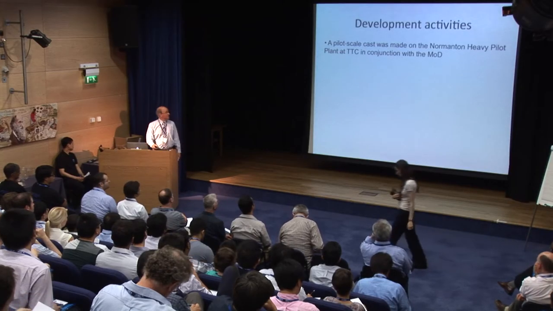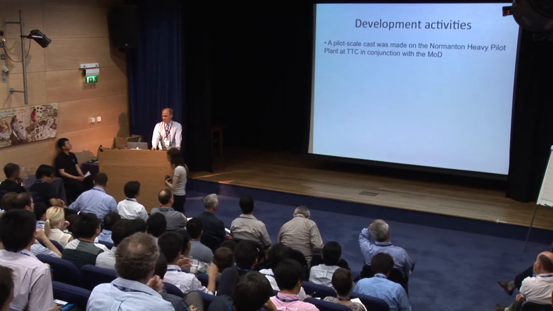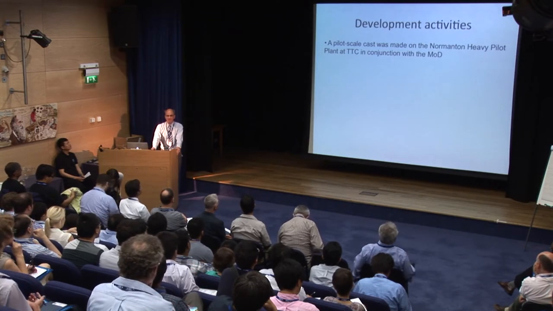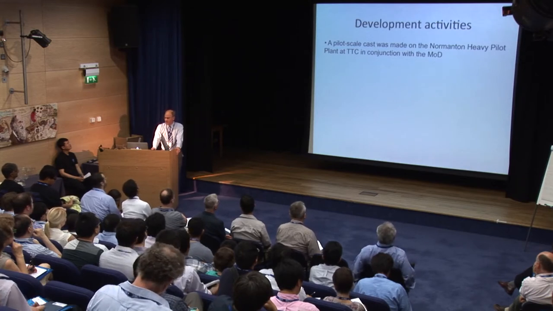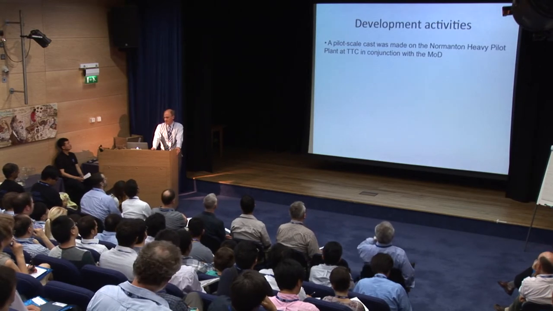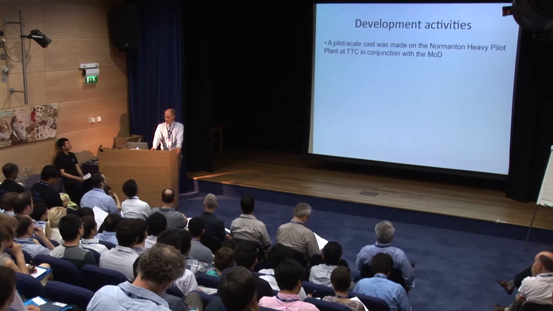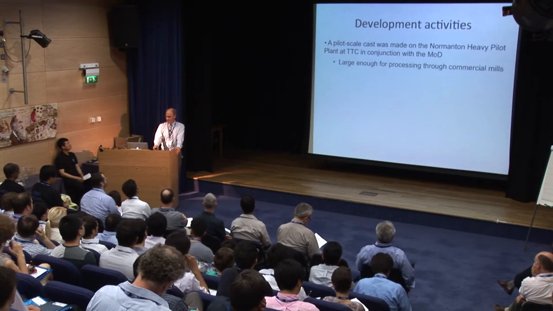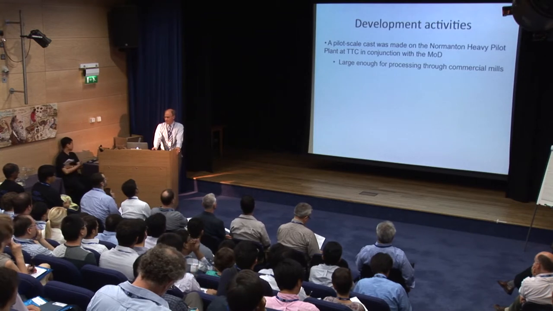The development activities undertaken in Tata Steel can be described like this. At an early stage, there was a pilot scale plant made in the Normanton Heavy Pilot Plant at our Teesside Technology Centre. That's a cast that was of about 6 tons size, which was cast as an ingot, and at that size, it's large enough for processing through commercial mills. You can't put very small experimental steels through a commercial mill. They drop between the gaps of roller tables and get lost in other ways.